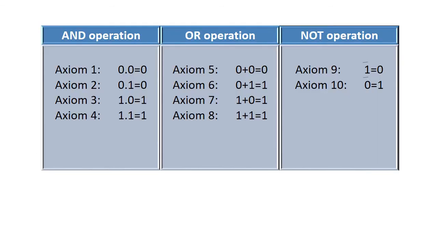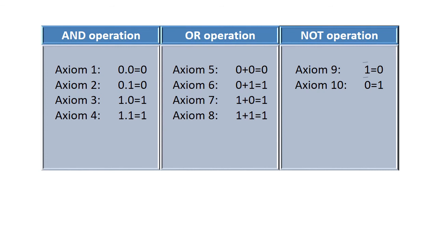The various axioms available are: when 0 is AND with 0, you get the value as 0. When 0 is AND with 1, you get the value as 0. When 1 is AND with 0, you get the value as 0. And when 1 is AND with 1, you get the value as 1.